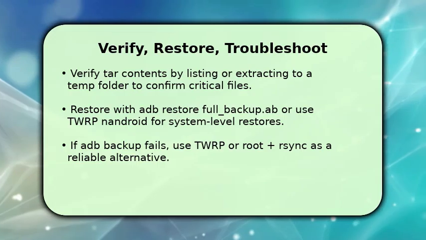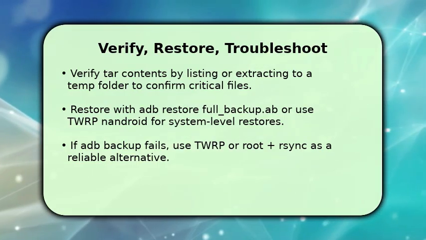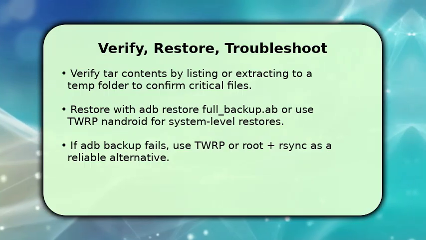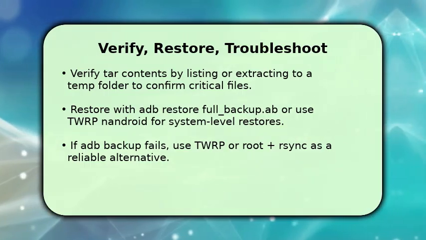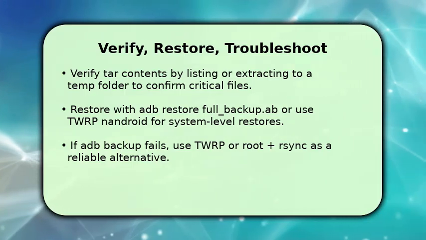To restore, use adb restore full_backup.ab and follow on-device prompts, or flash a TWRP Nandroid image for a complete system rollback. Make sure to keep backups on encrypted external storage and in multiple locations.